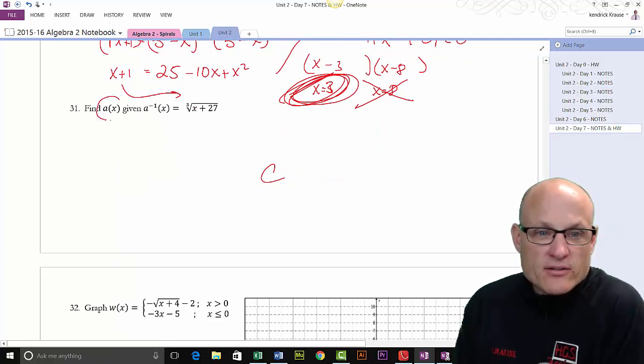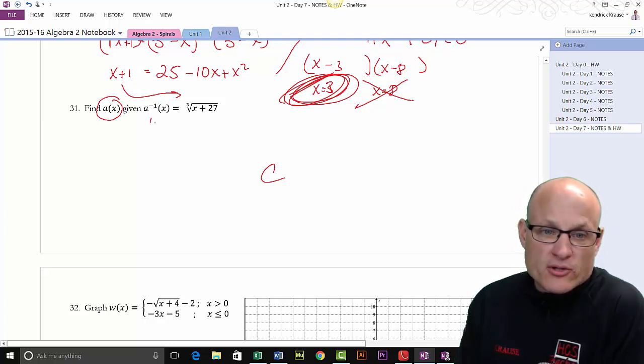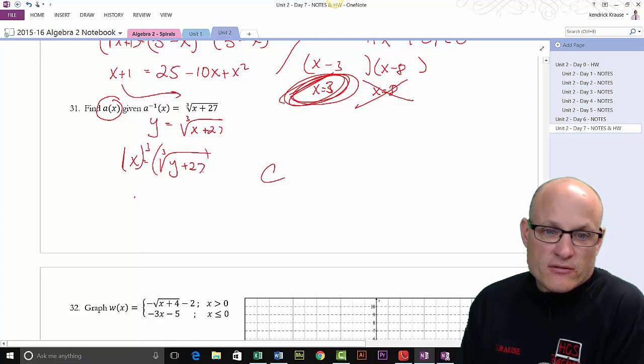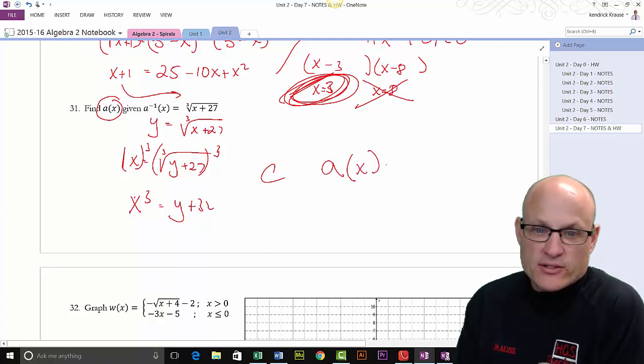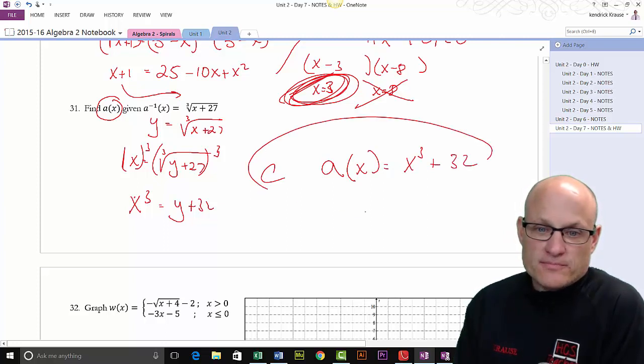Find a of x given a inverse. Well, inverse, we just switch x and y. So call this y is equal to the cube root of x plus 27. So x is equal to the cube root of y plus 27. Now you're going to cube both sides. So I get x cubed is equal to y plus 32. Bring the 32 over, so you get a of x is equal to x cubed plus 32.